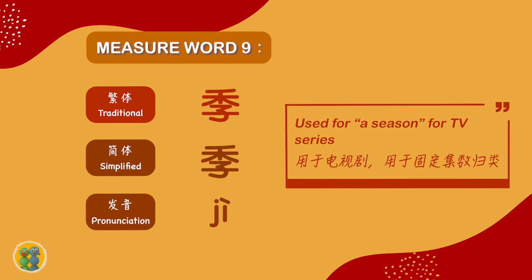The ninth measure word is 季, used for a season of a TV series. It means "a season of," but 季 is not only used for TV series. You can also use it for clothes. For example, in the fashion industry, the clothes they are selling change by seasons. So when we refer to the latest clothes for a season, we can use this measure word.